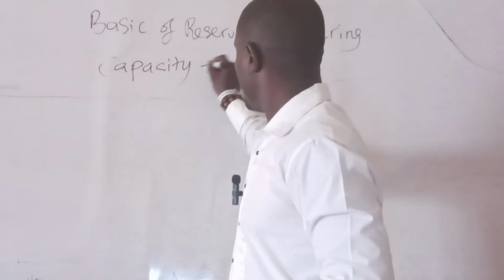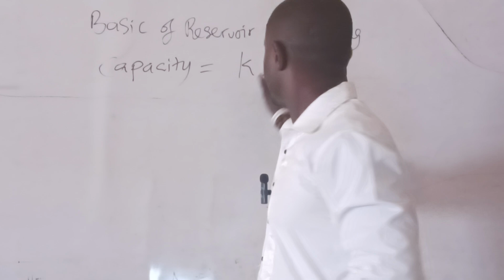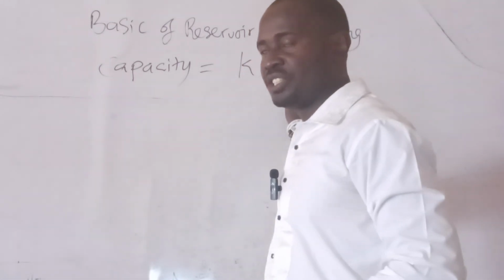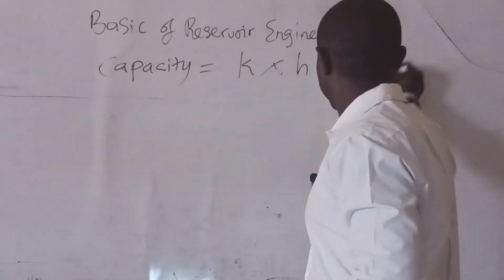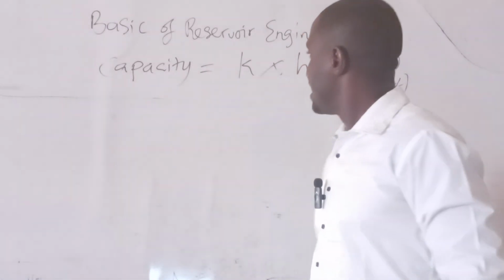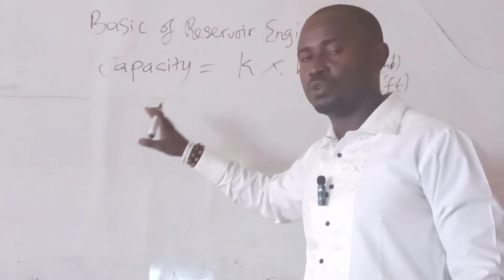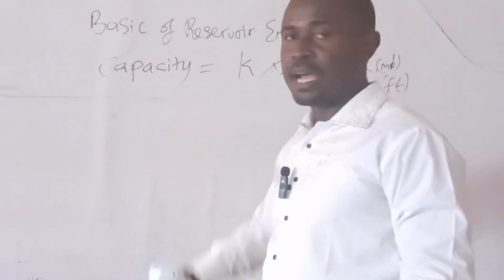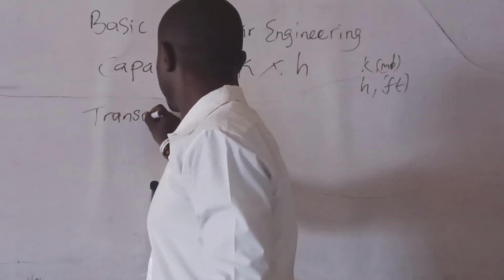Capacity of flow for a reservoir gives us the permeability K multiplied by the reservoir thickness H. Permeability is in millidarcy, and your thickness is in feet or acre feet, as the case may be. The capacity of flow is very critical for us to know if this fluid is actually flowing through the reservoir rocks. And if we establish this, we're going to look at another critical property, which is the transmissibility.